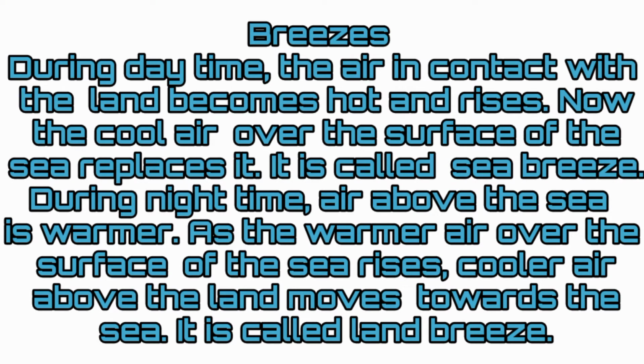Breezes. During daytime, the air in contact with the land becomes hot and rises. Now, the cool air over the surface of the sea replaces it. It is called sea breeze. During nighttime, the air above the sea is warmer. As the warmer air over the surface of the sea rises, cooler air above the land moves towards the sea. It is called land breeze.